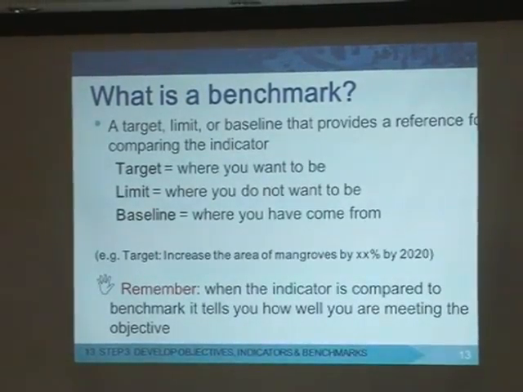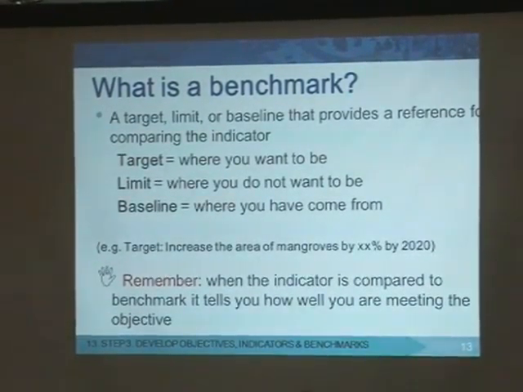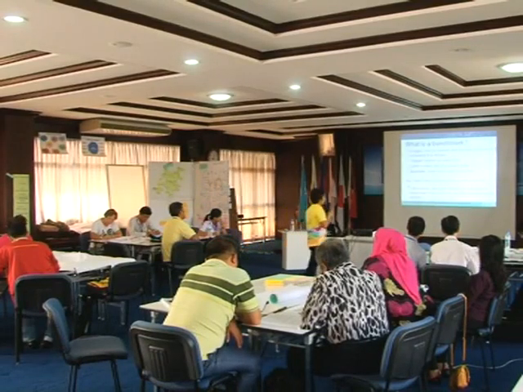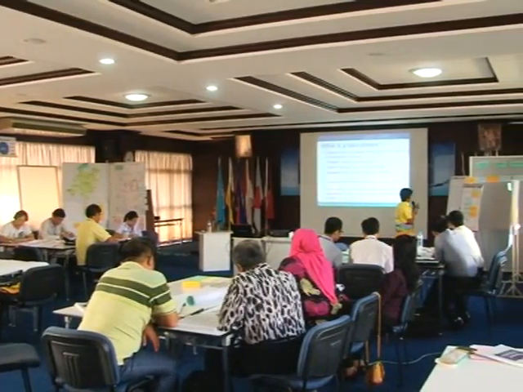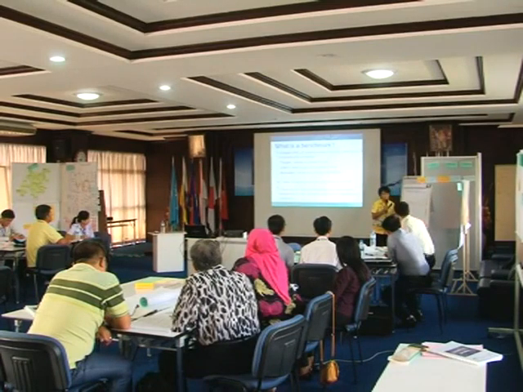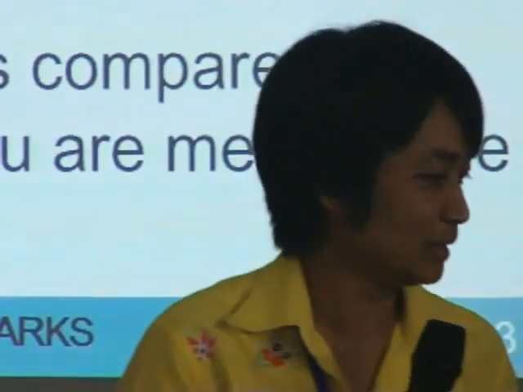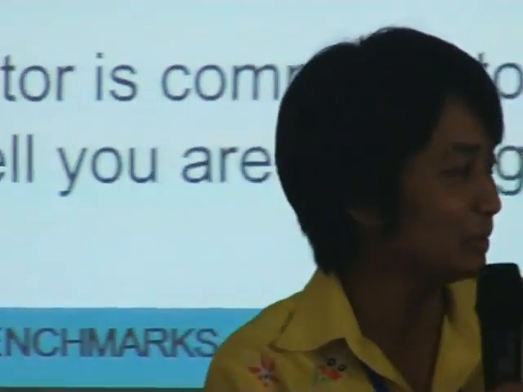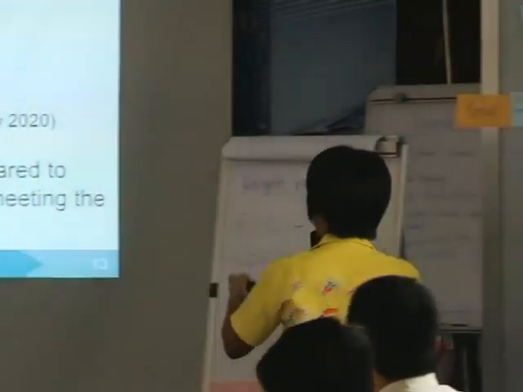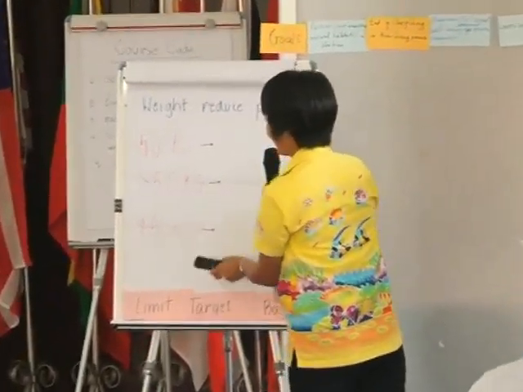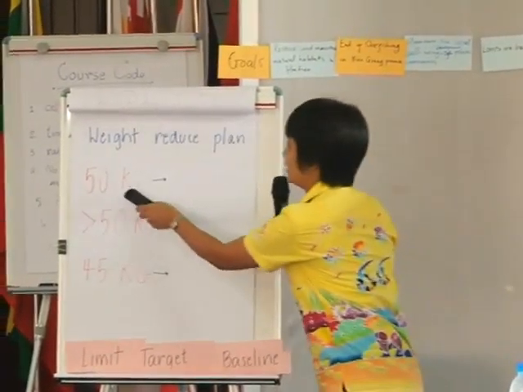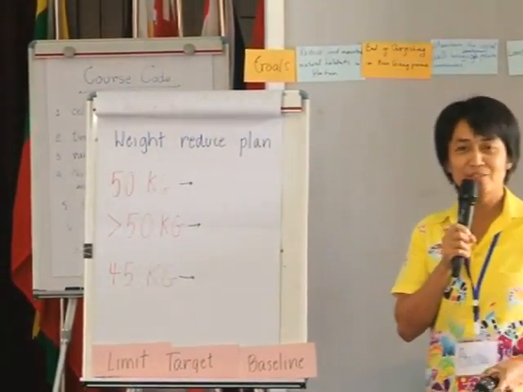And baseline. Target is where you want to be. Limit is where you do not want to go. For example, if I would like to reduce my weight, I have 3 numbers here. 45 kilogram. Do you think 50 kilogram is my target, is my limit, or is my baseline? 50 kilogram, more than 50 kilogram, 45 kilogram. What do you think?